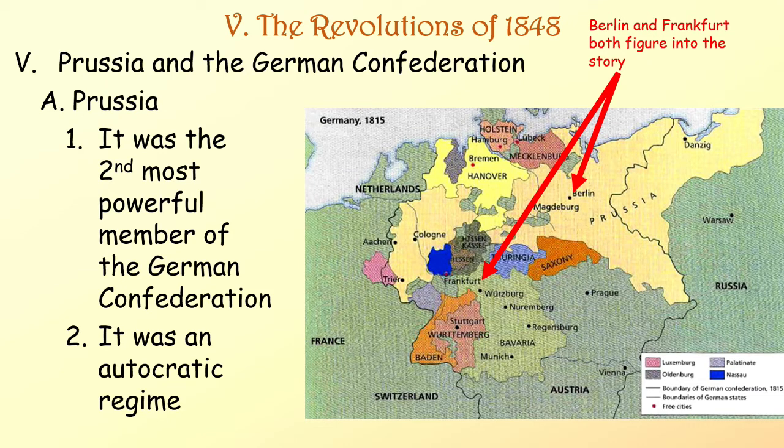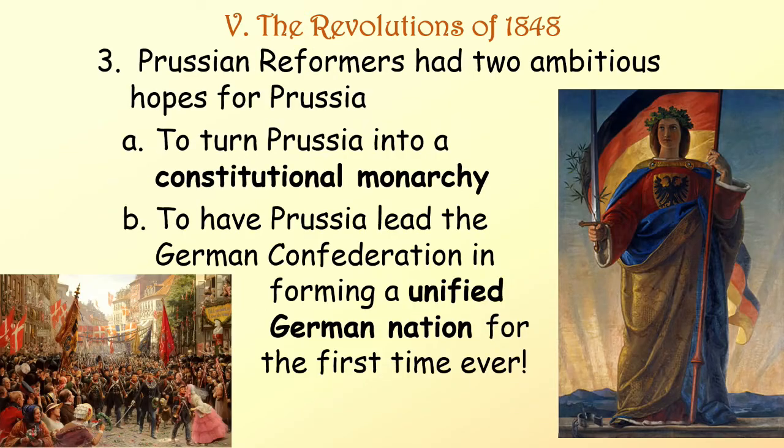Prussia and the German Confederation. Keep in mind that Prussia was the second most powerful member of the German Confederation, and it was an autocratic regime. Prussian reformers had two ambitious hopes for Prussia. Number one, to turn Prussia into a constitutional monarchy. And number two, even more ambitious, to have Prussia lead the German Confederation in forming a united German nation for the first time ever.